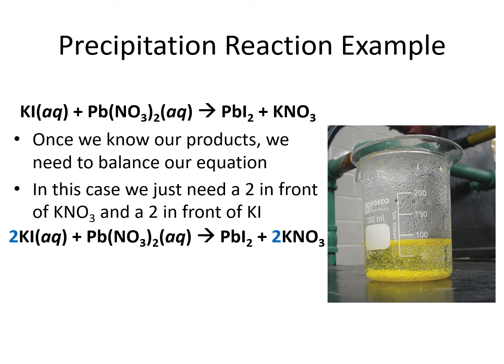Now that we've predicted our products using the crisscross rule to make neutral ionic compounds, we can balance our equation. In this case, we need a 2 in front of the potassium nitrate and a 2 in front of the potassium iodide. When we put those 2's in, we have the correct number of each thing on each side. Double check that the equation is balanced. Each side has 2 potassium ions, 2 iodide ions, 1 lead ion, and 2 nitrates.